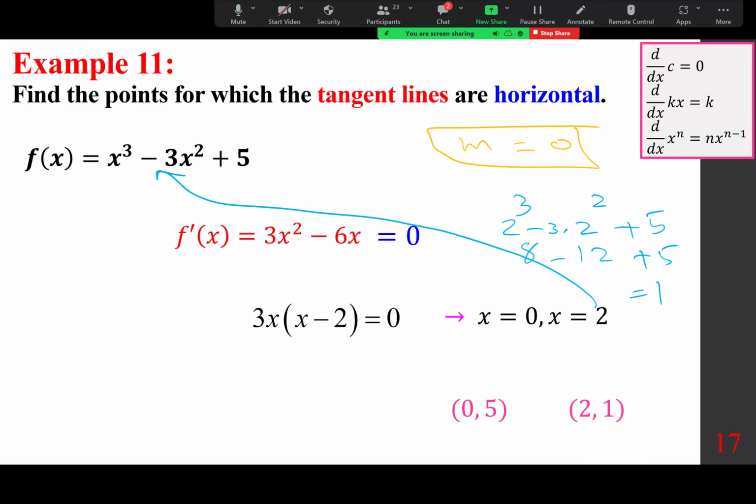There are 2 pairs at which the tangent lines are horizontal. 0, comma, 5, and 2, comma, 1. They may just want the x coordinates. So it depends how they ask you.